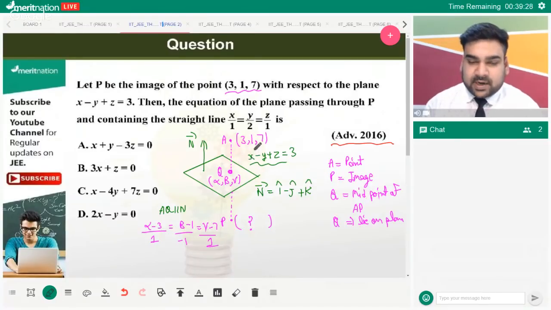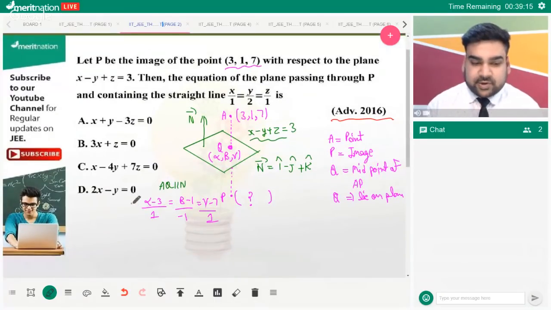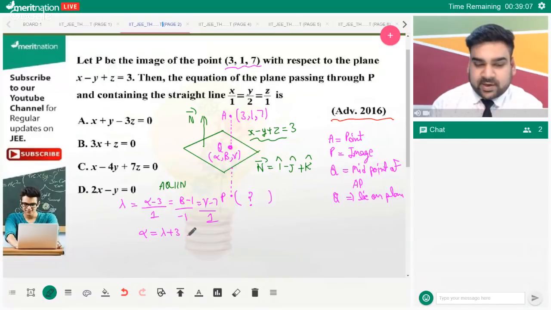So alpha minus 3, beta minus 1, and gamma minus 7, these are the direction ratios of AQ. And for the normal vector, 1, minus 1, and 1, these are the direction ratios of the normal vector. Now let's say this ratio is equal to lambda. Then alpha will be equal to lambda plus 3, beta will be equal to minus lambda plus 1, and gamma will be equal to lambda plus 7. After getting alpha, beta, and gamma, you will notice that they are known to us in terms of lambda.